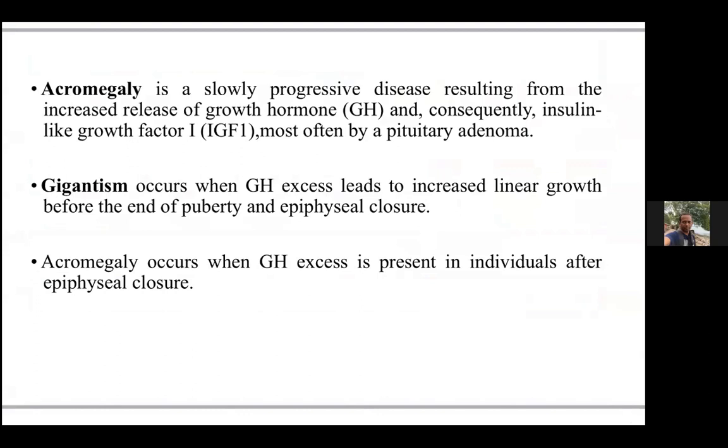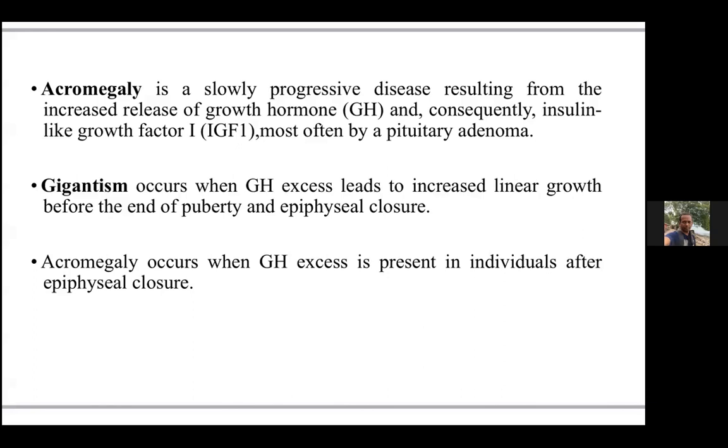Gigantism occurs when growth hormone excess leads to increased linear growth before the end of puberty and epiphyseal closure. So in children, we call it gigantism because there is linear growth, the epiphyses haven't fused yet, and there will be an increased spurt of growth in the long bones, so the person becomes pretty tall. They can reach up to 7-8 feet also. This is called gigantism. And in adults, where the epiphyses have already fused, it is not possible to have linear growth in the long bones.